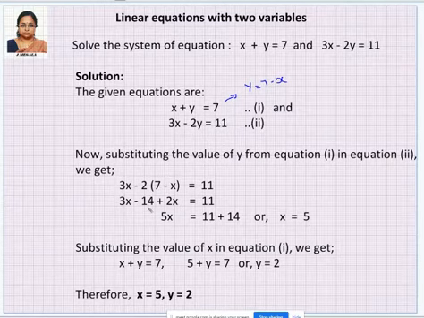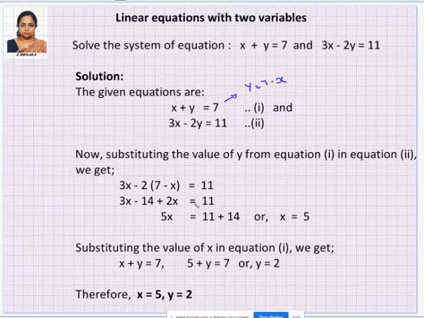Therefore, 3x minus 14, that is 2 when you bring it inside, plus 2x equal to 11. From that you can see that this is 5x equal to 25, as this 14 comes to the other side, or x is equal to 5.